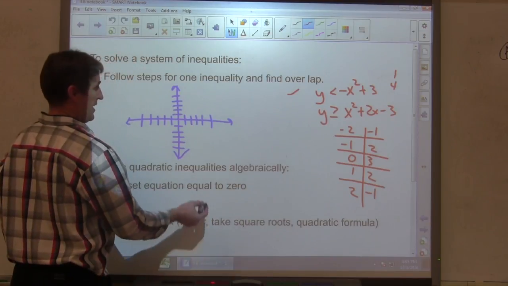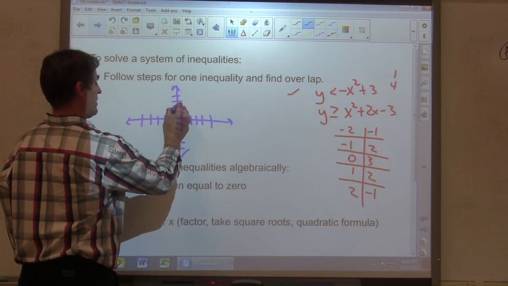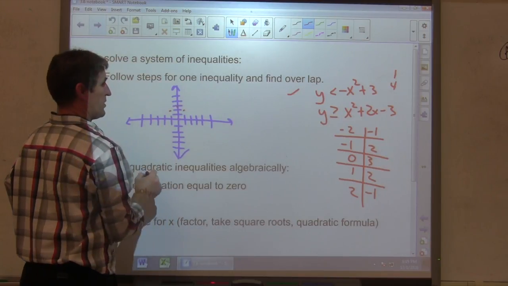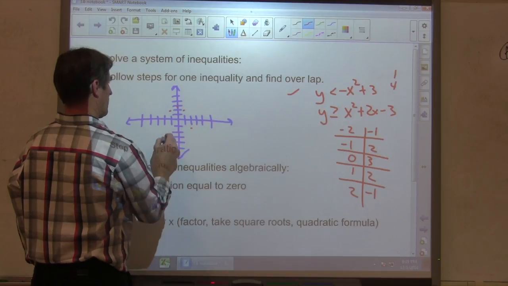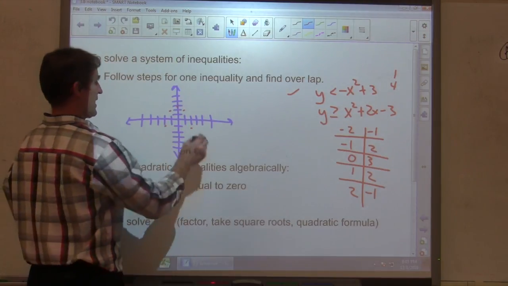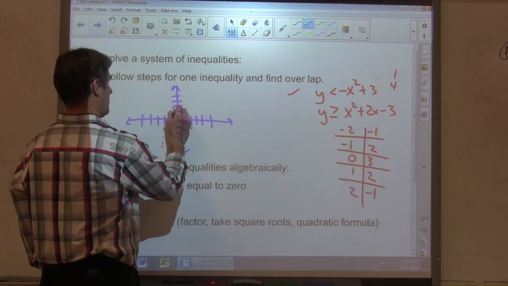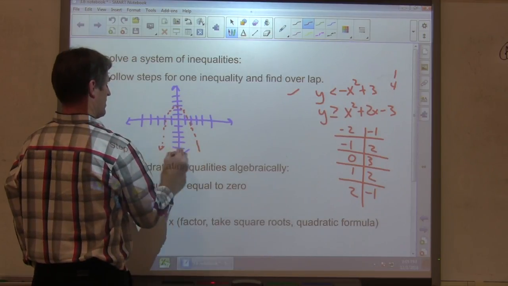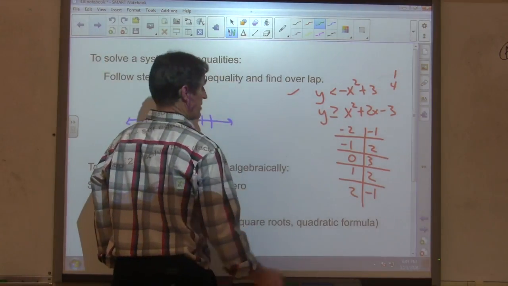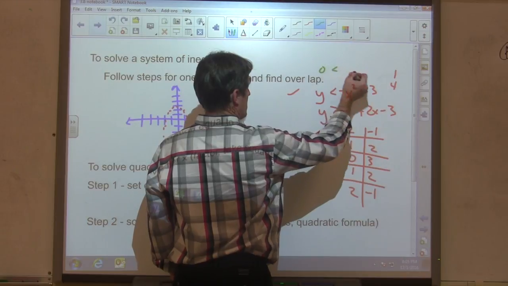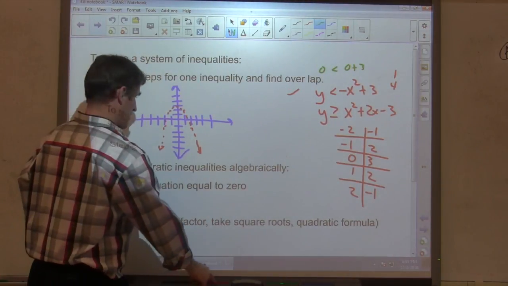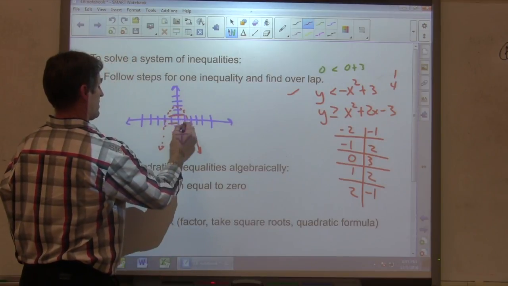So we graph that. At 0, we're at 3. At 1, we're at 2. Negative 1, we're at 2. At 2, we're at negative 1. And at negative 2, we're at negative 1. And it's less than, so this would be a dotted line. And again, (0, 0) is inside that, so I'm just going to check it. 0 is less than 0 plus 3, which is true. So I want to shade inside of that.